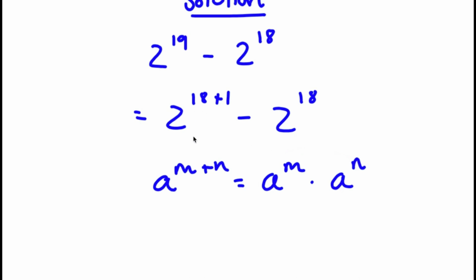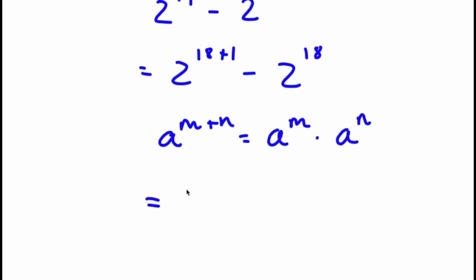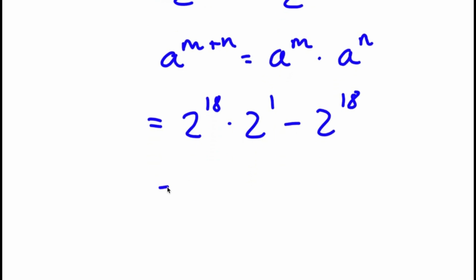So 2 to the power of 18 plus 1, that's going to equal 2 to the power of 18 times 2 to the power of 1. And I have minus 2 to the power of 18 at the end. Now from here, I can go ahead and factor out 2 to the power of 18. So I have 2 to the power of 18 times 2 to the power of 1 minus 1.